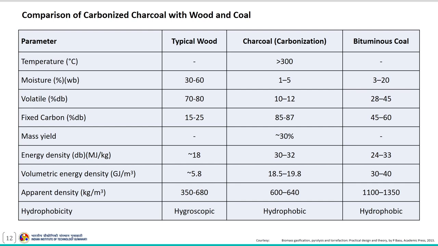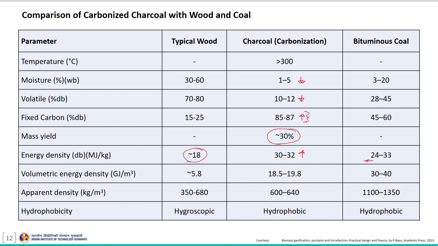From this table it appears that the wood charcoal has relatively lower moisture and volatile matter content, but the fixed carbon content is relatively high in the case of charcoal here. As I mentioned earlier, the fixed carbon content needs to be preserved during the carbonization process, and because of that, here if you see, the mass yield is around 30%, and the energy density of the charcoal is significantly high compared to that of the original feedstock, and it is even comparable with the coal sample.